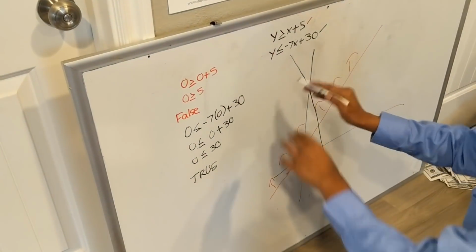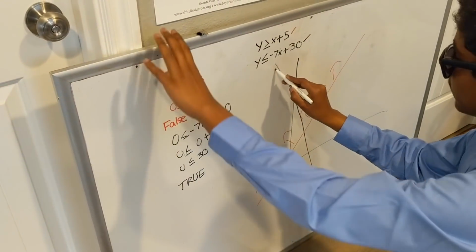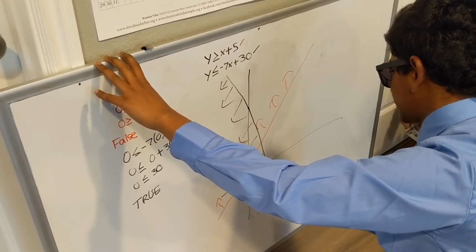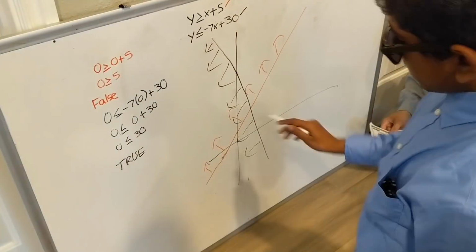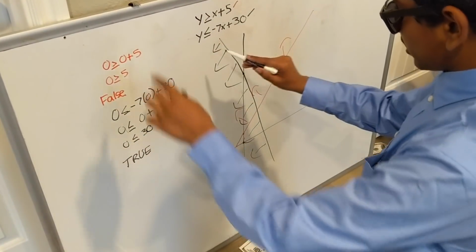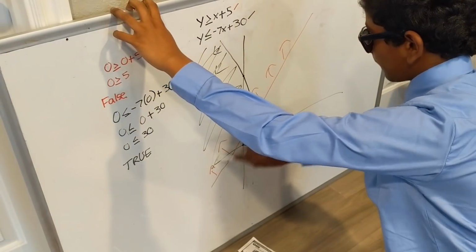Good. So then now we're going to shade everything towards the side of 0, 0. And to find the solution at the end, you're going to need to shade in the area which satisfies both equations, and that's going to be this side. Okay, let me shade it out.